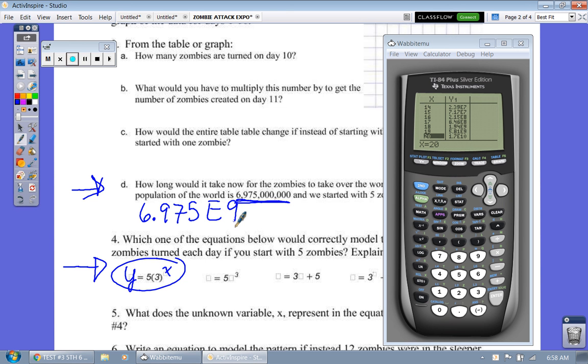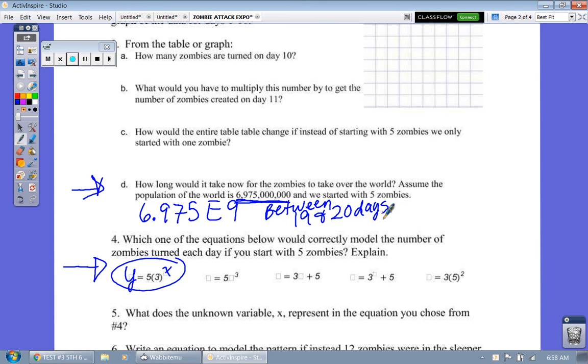And so I need to make sure that I'm e to the 9. Well, if you look right here, it's going to be in between 19 and 20 days. So we'll say between 19 and 20 days. That's when we all become zombies.